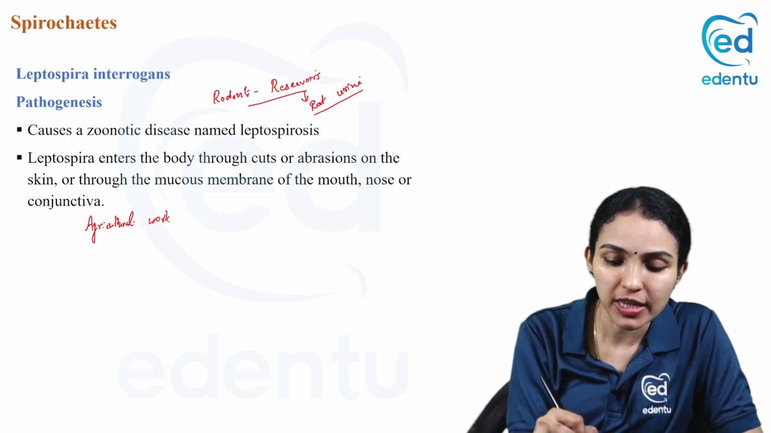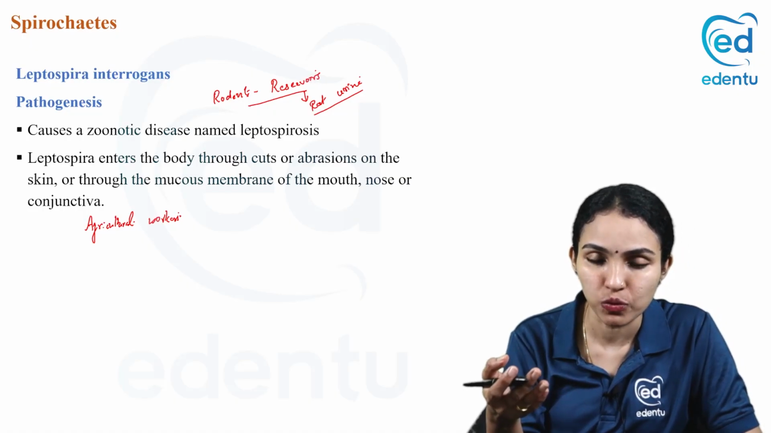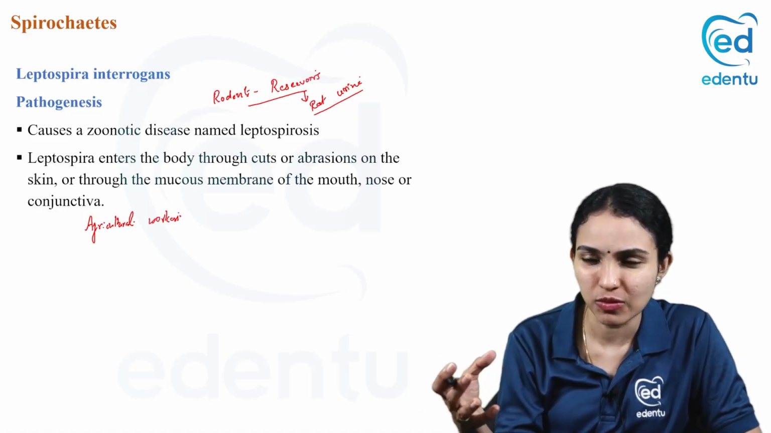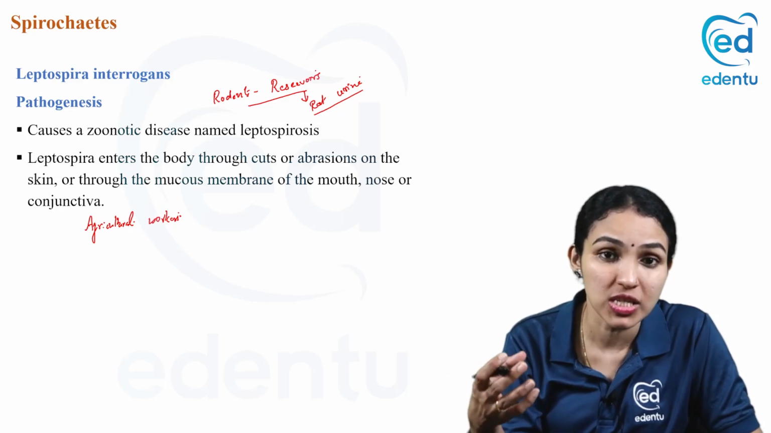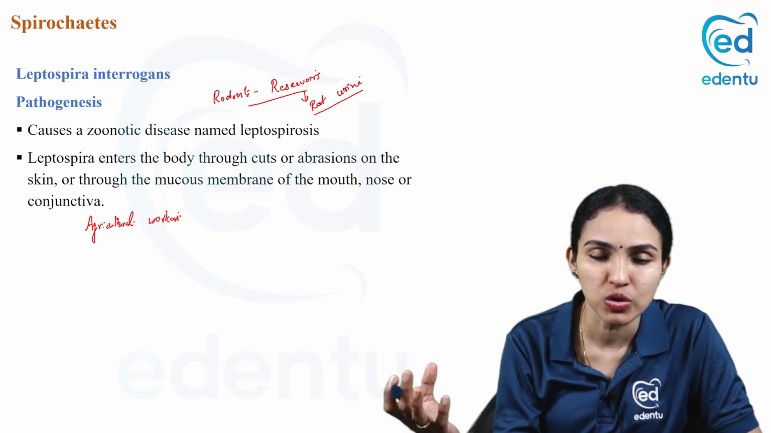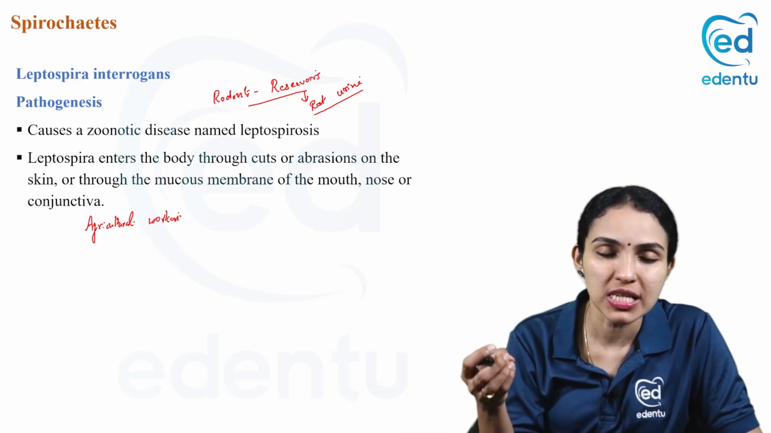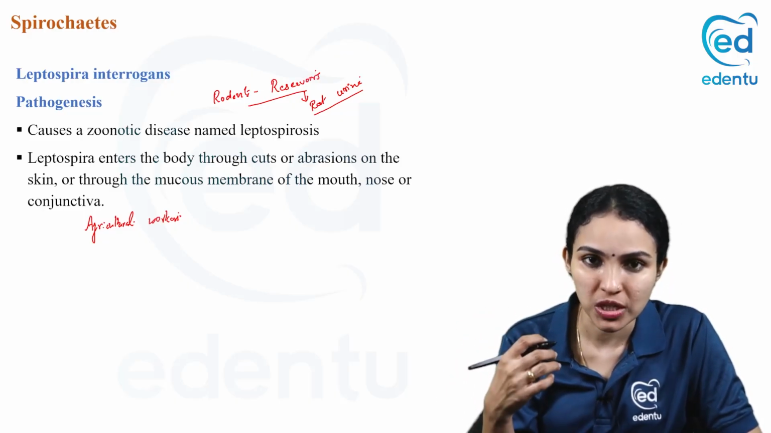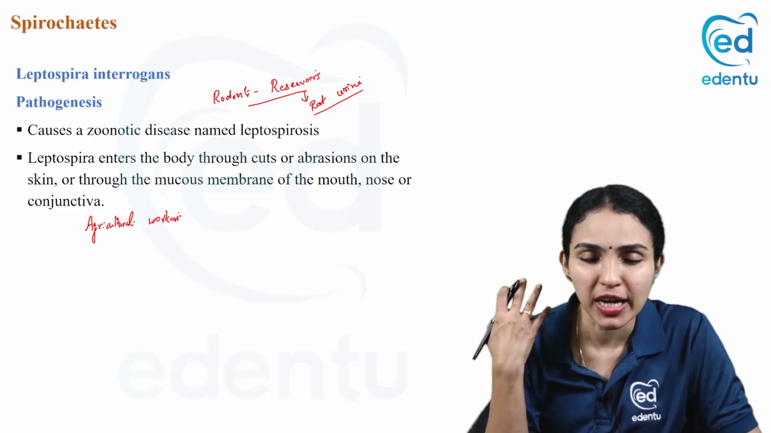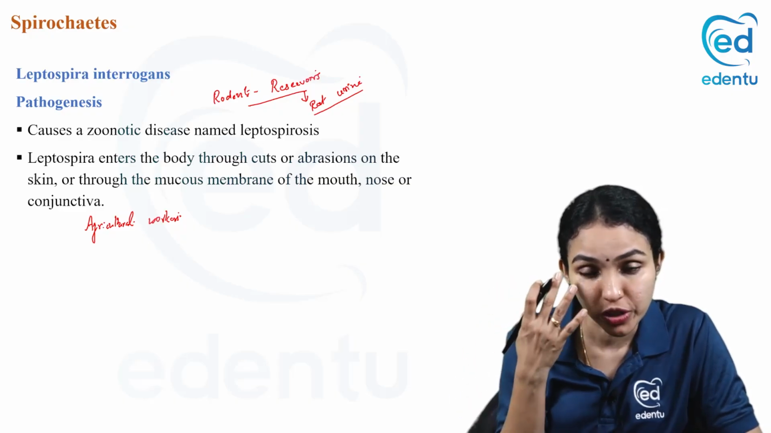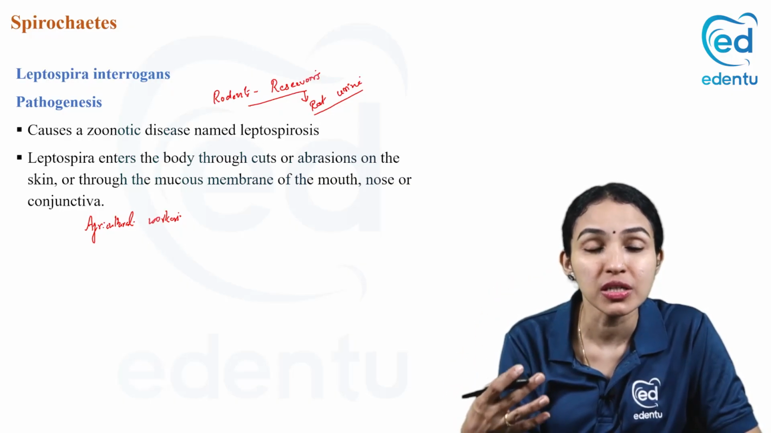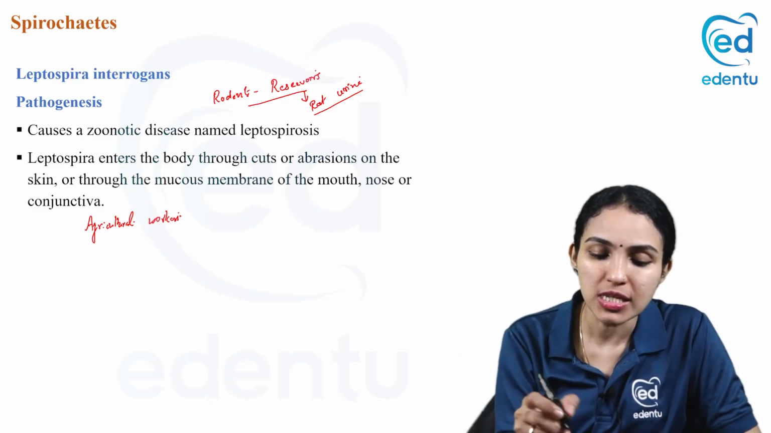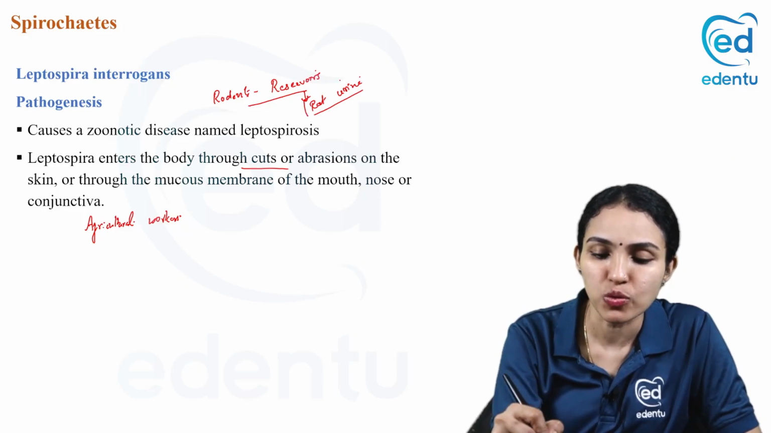barefooted. What happens if they have some kind of cuts or abrasions in their foot, and they are exposed to rat urine, which might be contaminating the water? If they're exposed to that, these leptospires can enter through these minor cuts and abrasions, or they can also enter through the mucous membranes. If you get exposed to a splash of water contaminated with rat urine over your conjunctival mucosa or your oral mucosa, that can also lead to leptospirosis. So it enters through cuts and abrasions when you get exposed to rat urine.